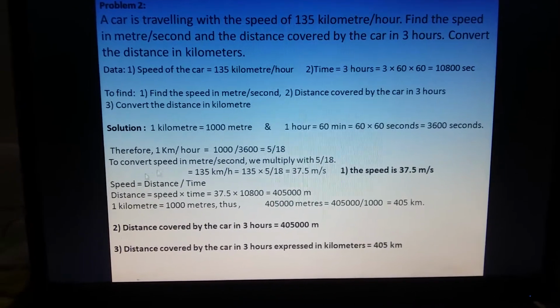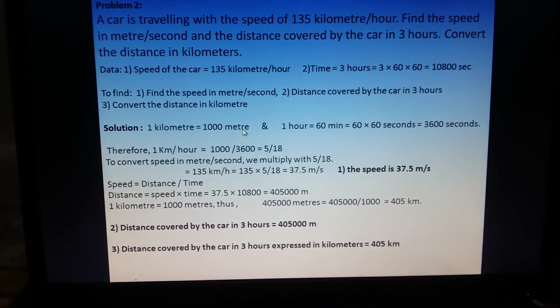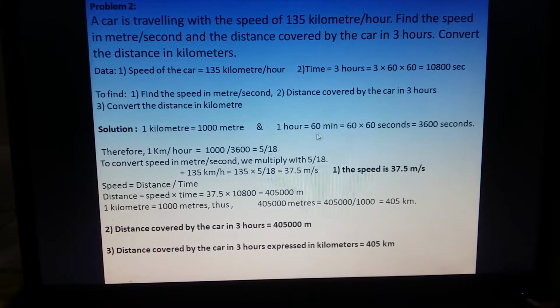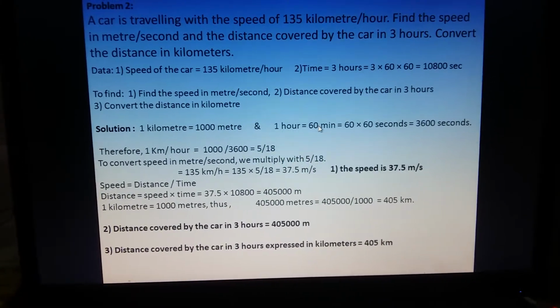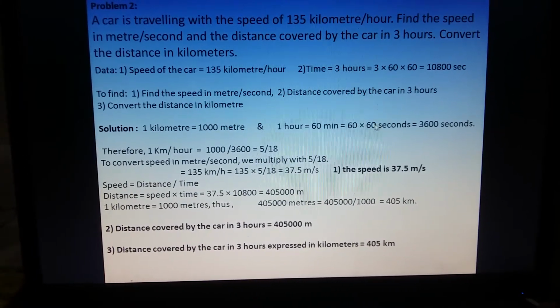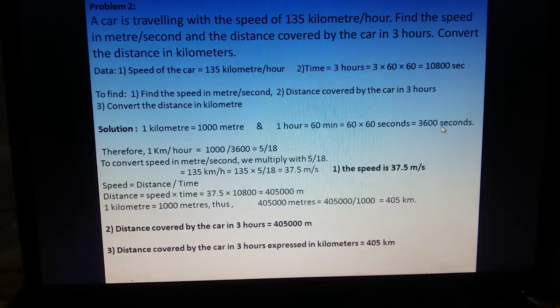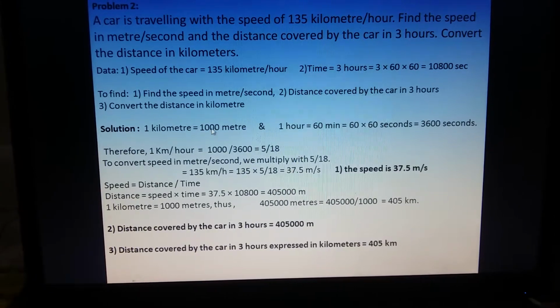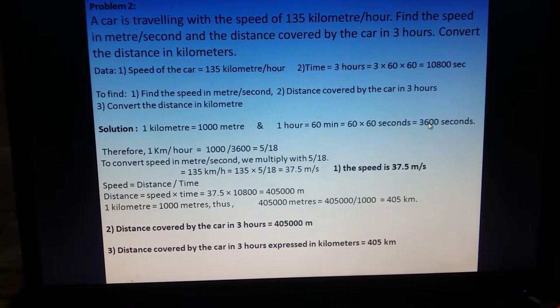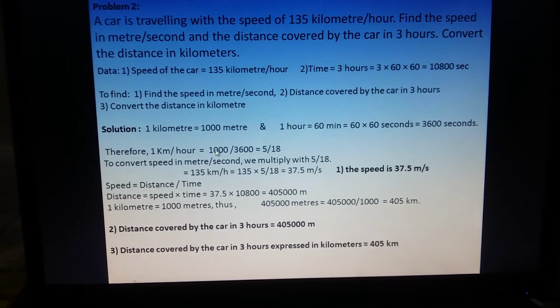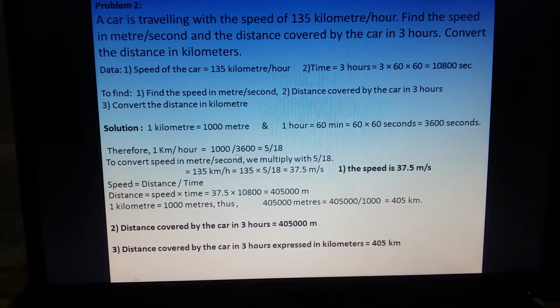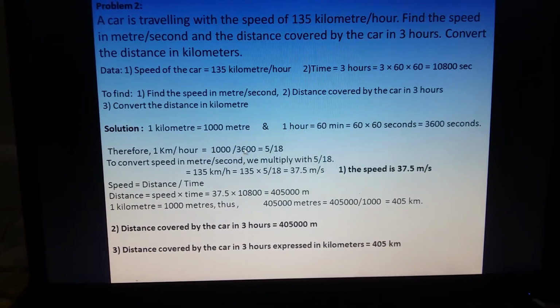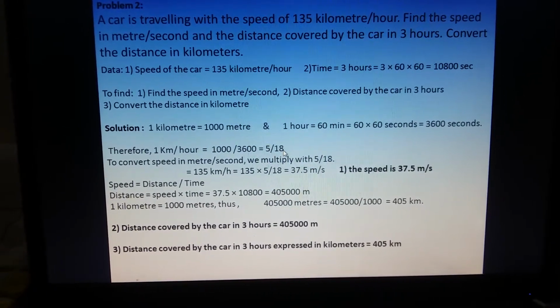So let us start. We know that 1 kilometer is equal to 1000 meters, and 1 hour is equal to 60 minutes, and 1 minute is equal to 60 seconds. So 60 into 60 becomes 3600 seconds. Therefore 1 kilometer per hour is equal to 1000 meters upon 3600 seconds. When we divide 1000 upon 3600, it becomes 5 upon 18.